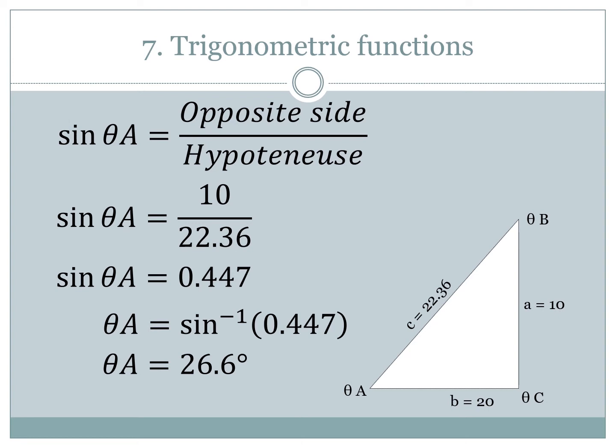This is how we use trigonometry to figure out what the angles are, depending on what other information we have. So if I have two sides and I wish to find the angle, and the sides are the opposite and the hypotenuse, I can use the sine function in order to solve for that angle.